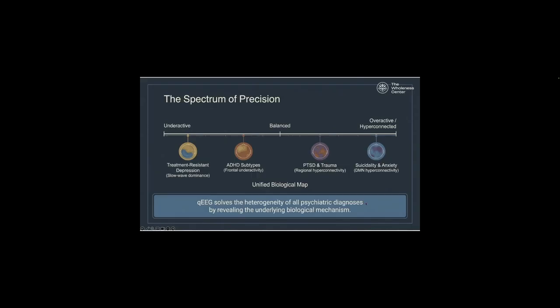And so what we're trying to do here with QEEG is to look at the heterogeneity of these psychiatric conditions and reveal what's actually going on biologically. So we go from these underactive brains, which is commonly associated with treatment resistance, to subtyping things like ADHD, when we get into a little faster patterns, to PTSD and trauma, to my area of interest here, which is suicidality, predicting suicidality, and anxiety. And so we can see these things on a spectrum, and that's how we look at these patterns.